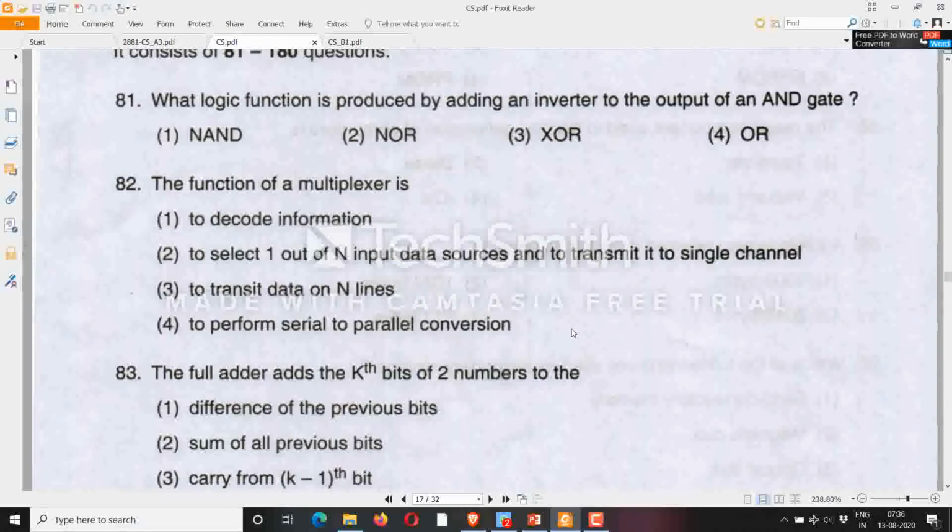What exactly is a multiplexer? Multiplexer is many to one. There are many inputs, out of which only one output is available at the output side, depending upon the select lines. So the function of a multiplexer is to select one out of n input data sources and transmit it to a single channel.